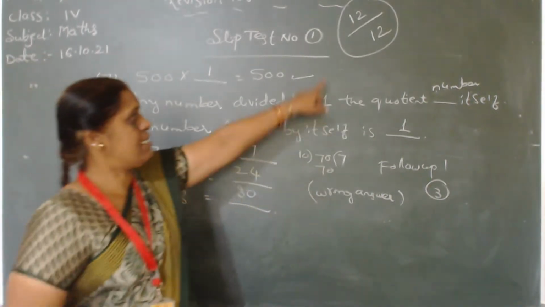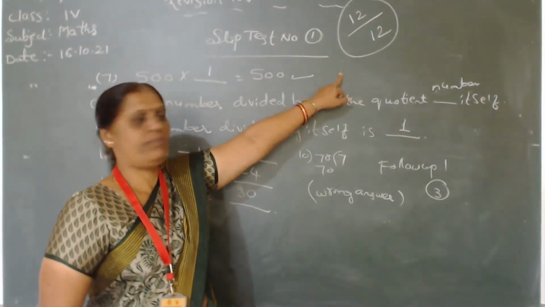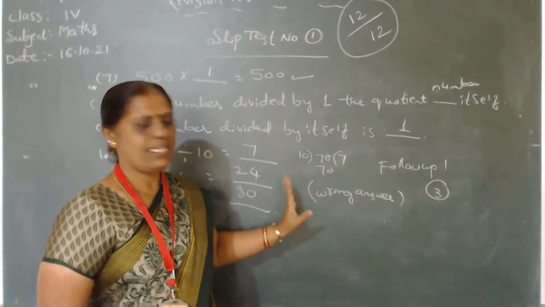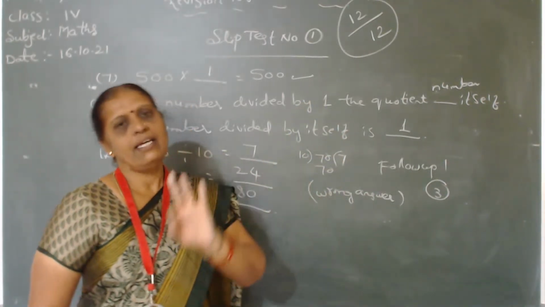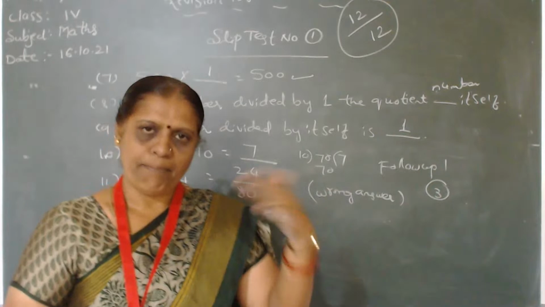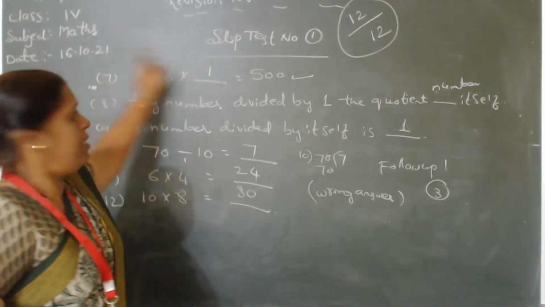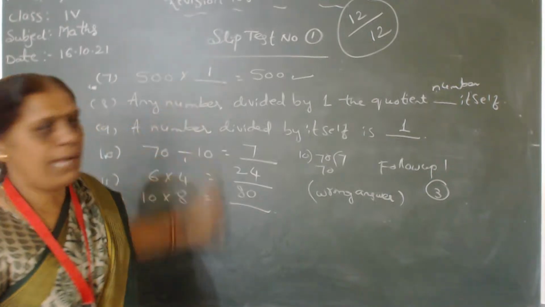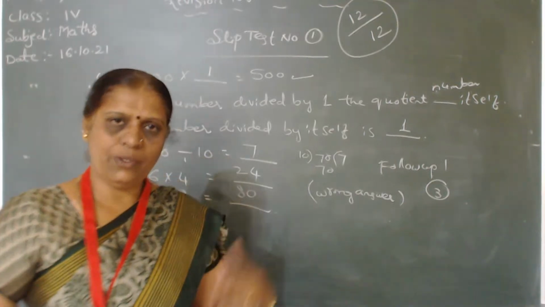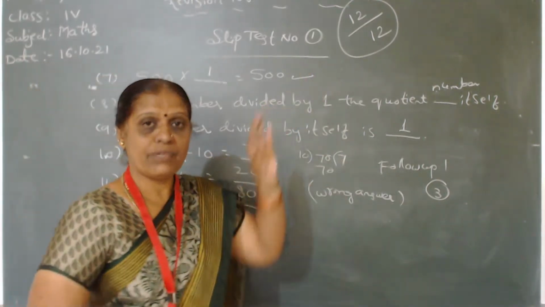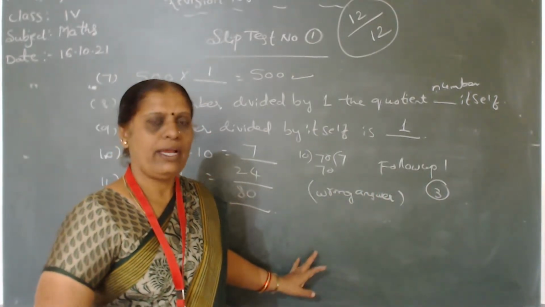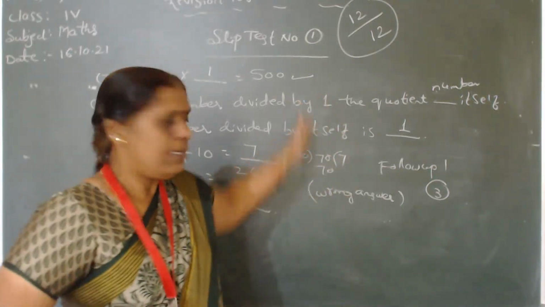Put a mark like 12 out of 12 if all your answers are correct. Suppose your answer is wrong, you have to write the wrong answers 3 times. Anywhere you can write. If there are classwork pages, you can write on the back side. Put today's date, slip test number 1, fill in the blanks. Then copy all the 12 fill in the blanks. Then write, and for wrong answers you have to practice 3 times. Do the follow-up work in the same book.